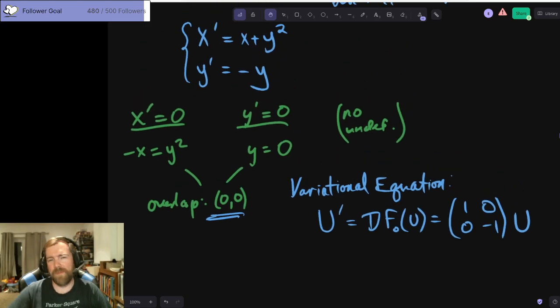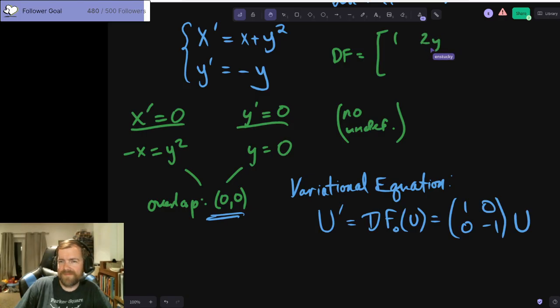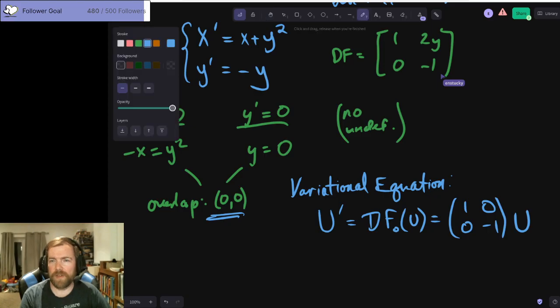Sure. So df here is taking the role of the Jacobian, so this is just a single matrix. And so that's going to be, what, 1 plus 2y? Oh, nope, that's not how partial derivatives work. 1, 2y, 0, minus 1. Okay, there we go. Thank you. Right, that was the bit I was missing.